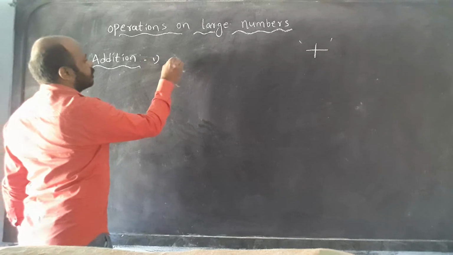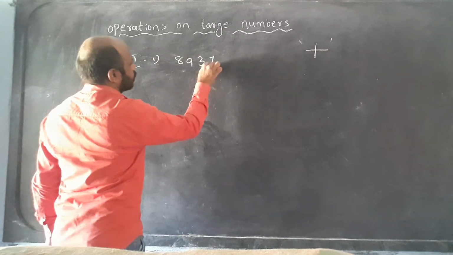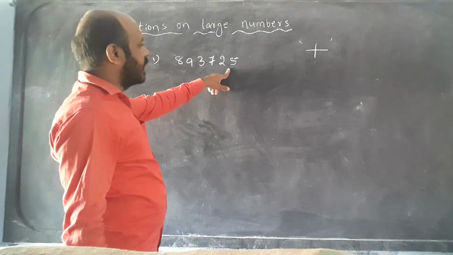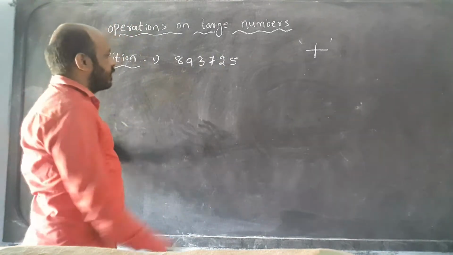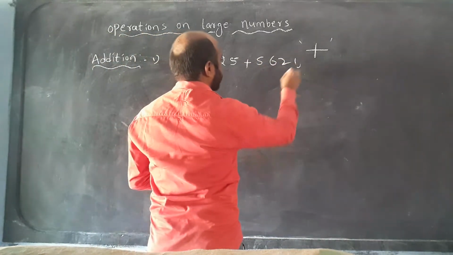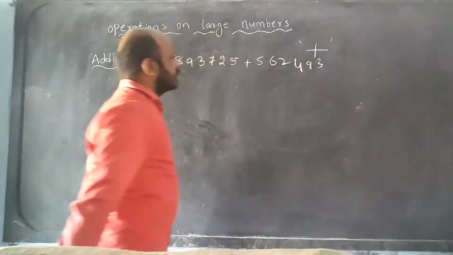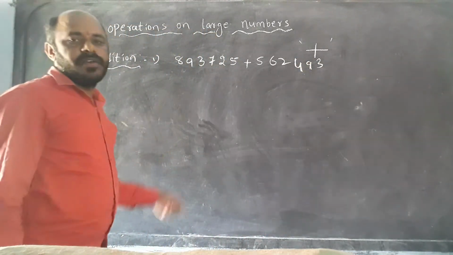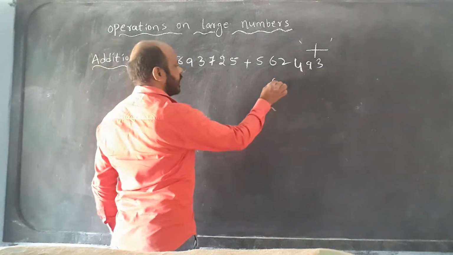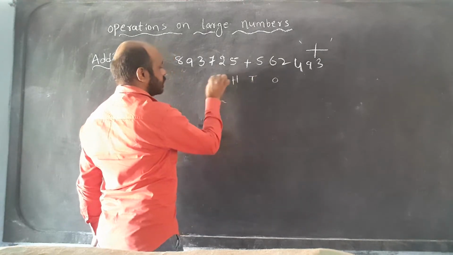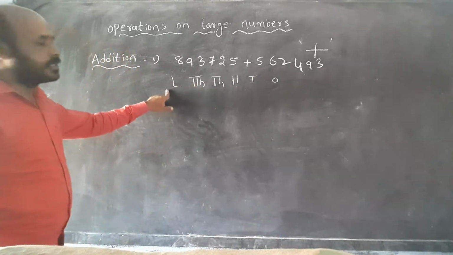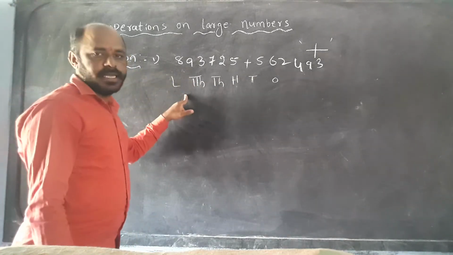For example, 8,93,725 plus 5,62,493. These are the two numbers. First we arrange them according to place value. I write the place values: ones, tens, hundreds, thousands, ten thousands, lakhs. Only six digits are there, so I wrote six place values.